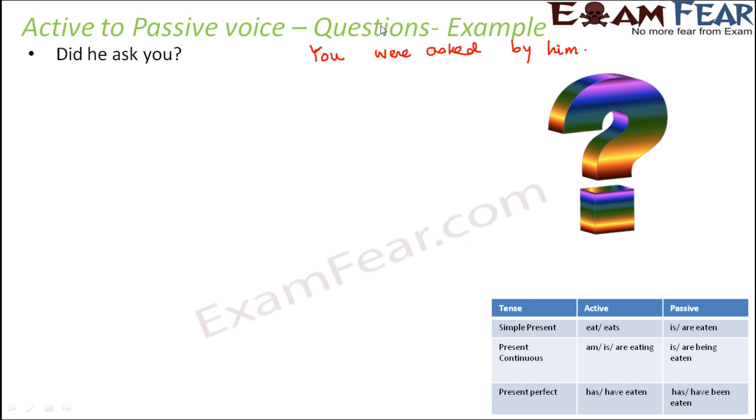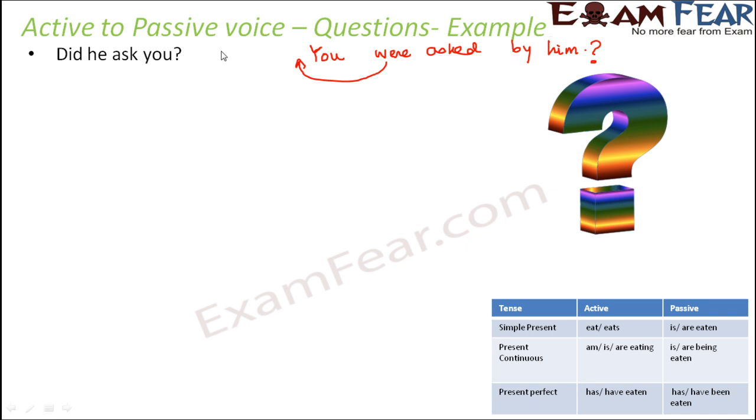Now make this into a question form. So if you make it into a question form, what will it become? It will become were you asked by him. So in this case, this were will get shifted here and then it will become a question. So the passive form would be were you asked by him.